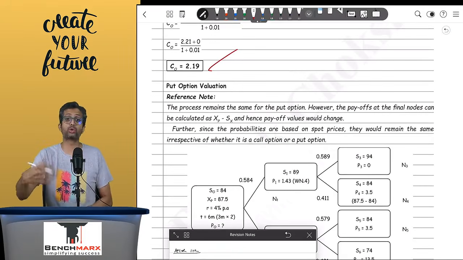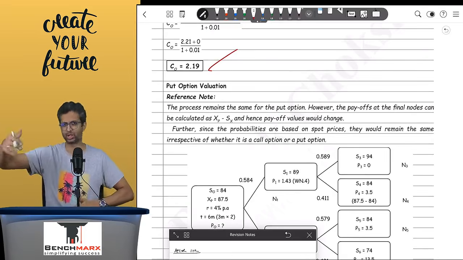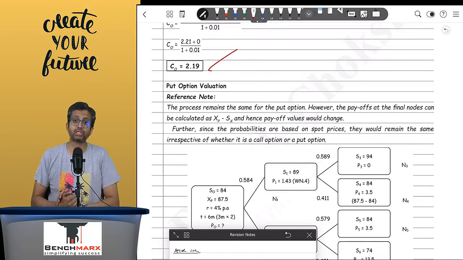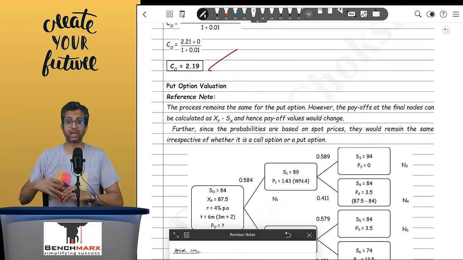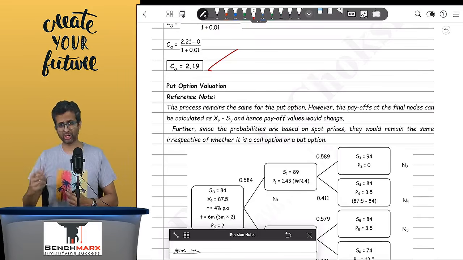If the question says you have to find the value of a put option, everything else remains the same. You will make the same chart, just that instead of the call option, you will take the put option. But a put option is measured the other way around. That is, if the price actually turns out to be 94 and the exercise price is 87.5, I will not exercise the put option.